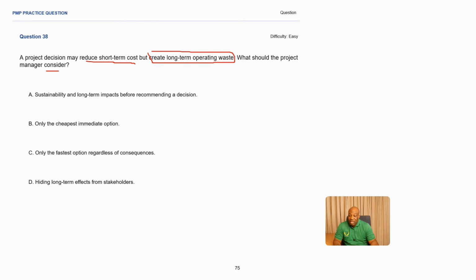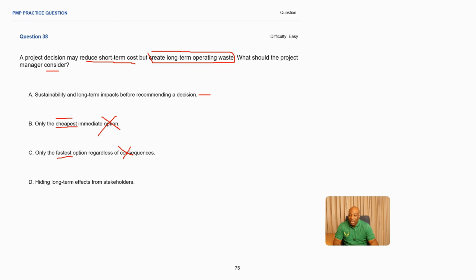All right. So the first answer is sustainability and long-term impacts before recommending a decision. Okay, it makes sense. Only the cheapest immediate action. Cheapest action. This is what is making this answer incorrect. Something might be cheap, but might not be the best. Only the fastest option, regardless of consequences. This is the same like B above. Something might be the fastest, but might not be the best answer in this scenario.